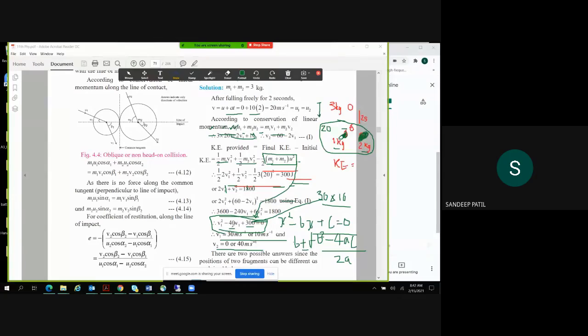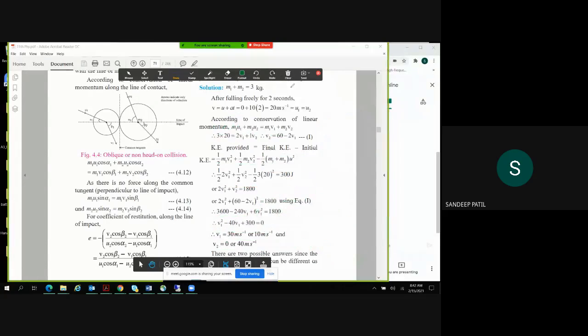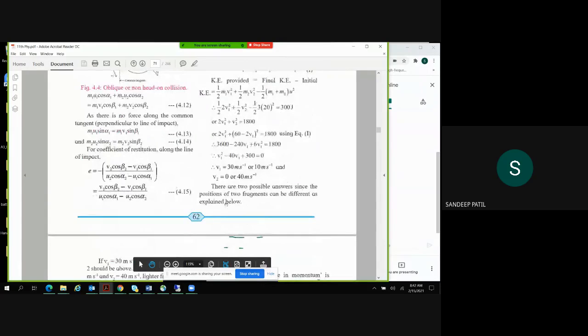So from here, we know the answer, like there are two velocities, v1 is equal to 30 meter per second or 10 meter per second. There are two values, right? And we'll clear all the drawing. So there are two values of v1, and similarly we will get two values of v2. There are two possible answers since the position of two fragments can be differentiated as explained below.